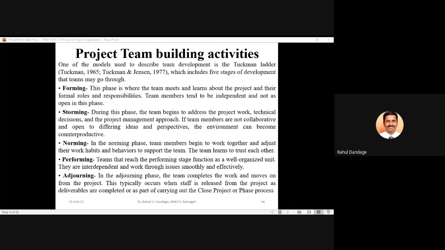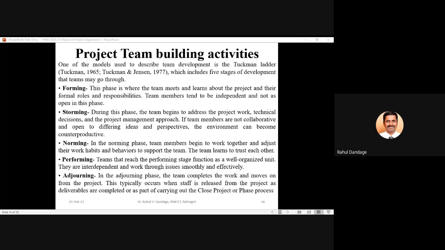And as it is just the beginning of the formation of the team, they will be trying to be more and more independent rather than having a complete team. Then comes the second phase of team building, that is storming.